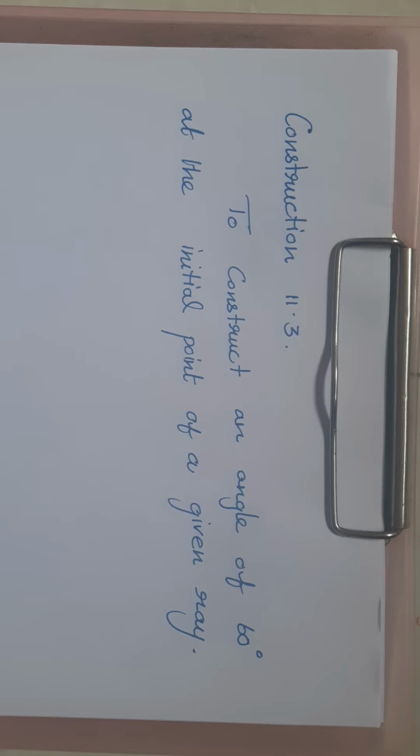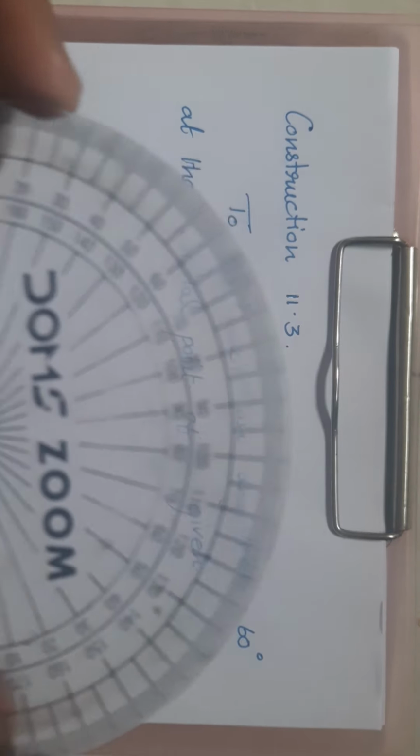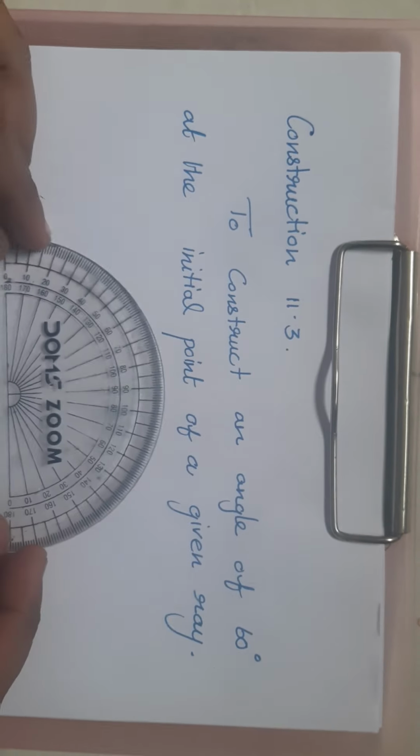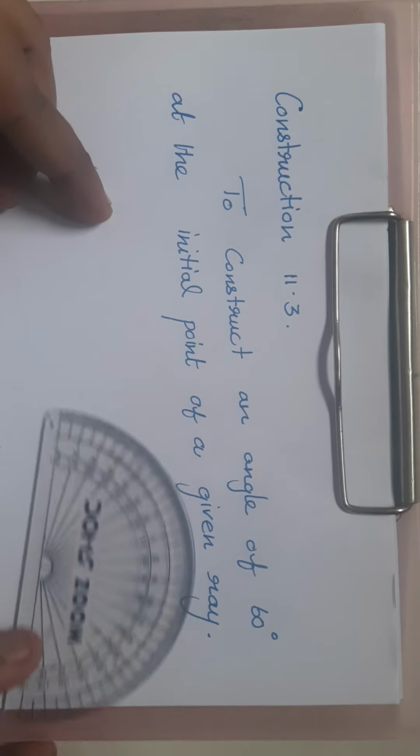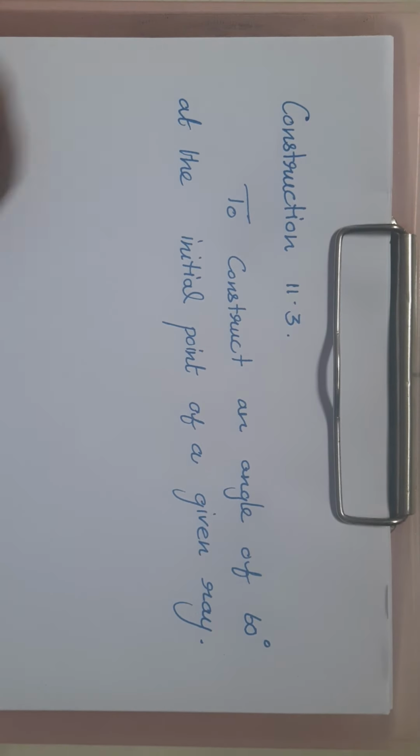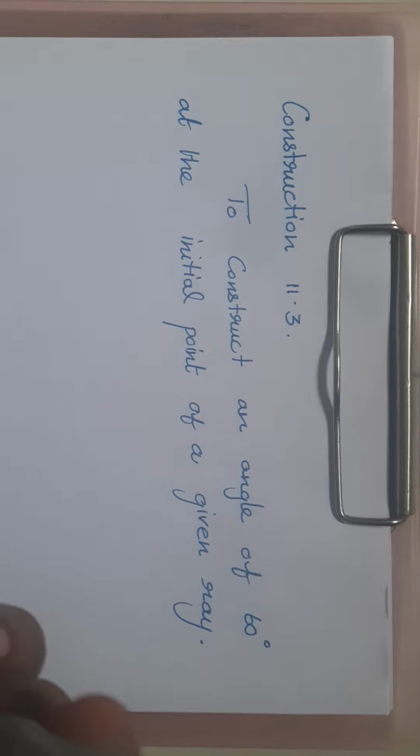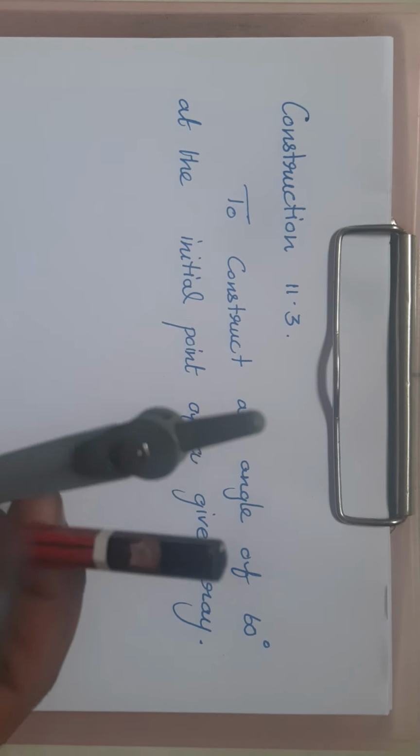Today I am going to take construction 11.3. What is construction 11.3? It is to construct an angle of 60 degrees at the initial point of a given ray. Usually we use a protractor to measure degrees. But without a protractor also we can draw an angle, using a compass as well as a ruler.